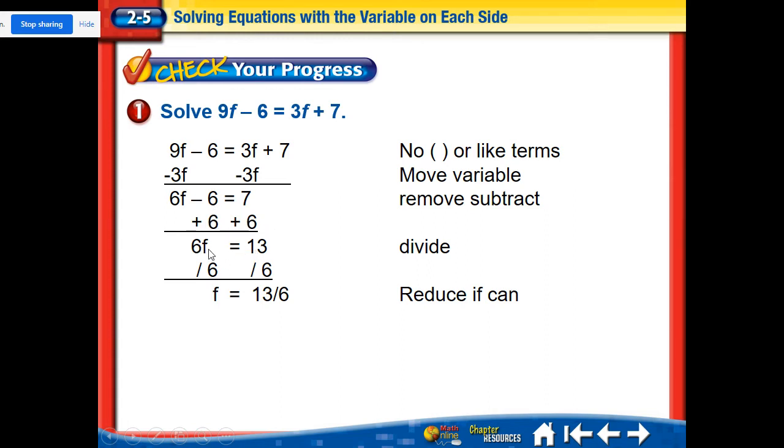6f equals 13. Then I'm going to divide by 6, and f equals 13/6. Notice I did not write this as a decimal. I do not want answers as a decimal. Leave it as a fraction. 13 divided by 6. Reduce it if you can. We can't. So leave it as 13 over 6, and that's your answer.